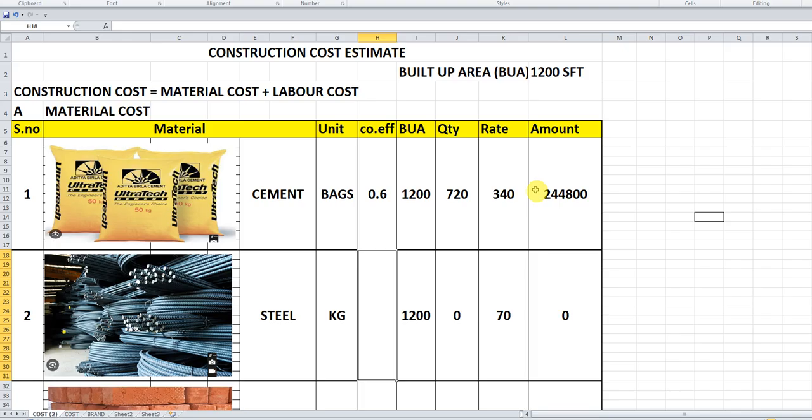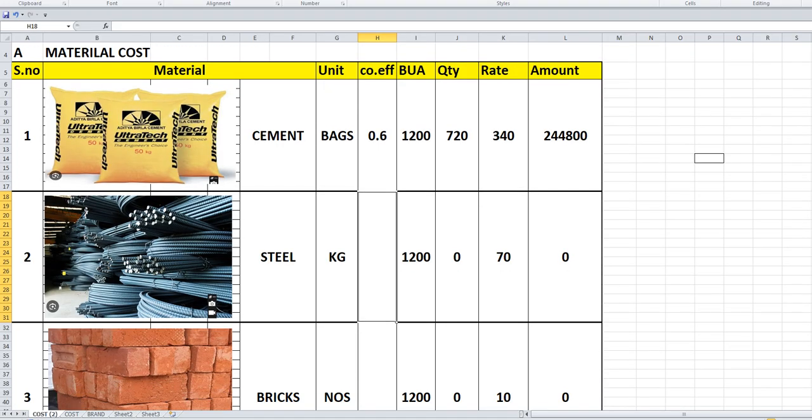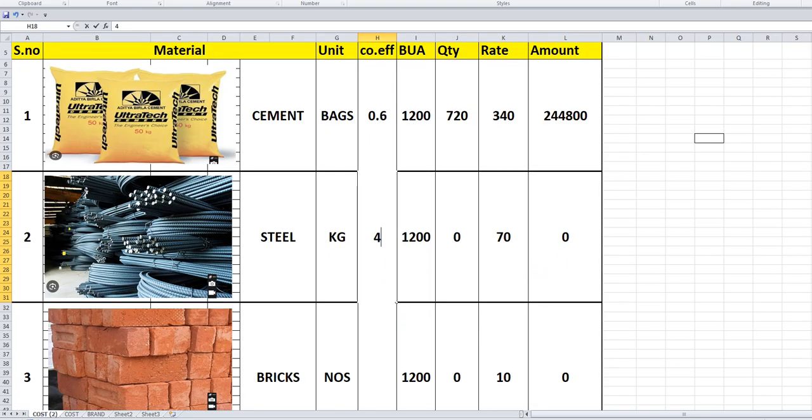I have taken rates. The rates of materials also vary with the GST reduction. The material rates are now varying, and there is a reasonable reduction in prices happening. Now the next item is steel. I am taking the coefficient as 4 kg per square feet and the rate as 70 rupees.